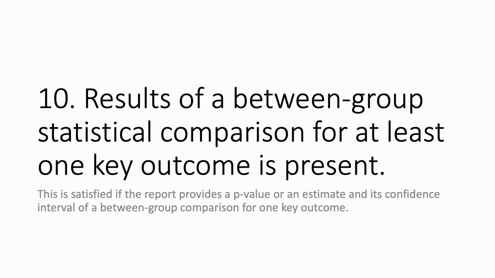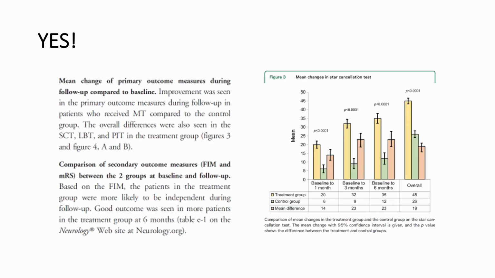Item number 10 pertains to between group statistical comparison for at least one of the key outcomes. So the bar is set kind of low. If they looked at 4 outcomes, but they only did a between group comparison for one, technically, it still meets this criterion. So this is satisfied if you can find a p-value in the report or an estimate and its confidence interval of a between group comparison for, like I had said, one key outcome. The researchers did meet this criterion.